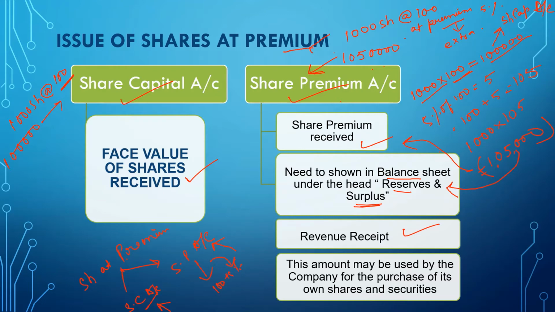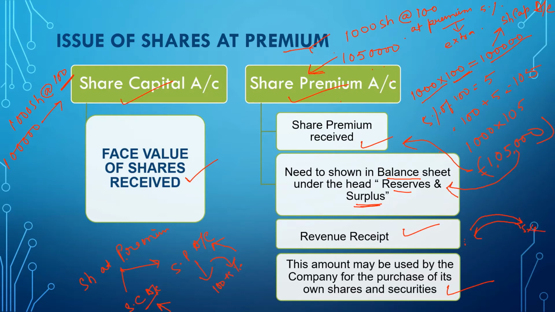Whatever premium amount the company is getting, this amount may be used by the company for the purchase of its own shares or securities afterwards. For example, the company wants to buy back its own shares from the existing shareholders. In such cases also the company needs to invest, right? So the company will buy back the shares from the shareholders. In that case, the company has to pay for those shares to those shareholders.